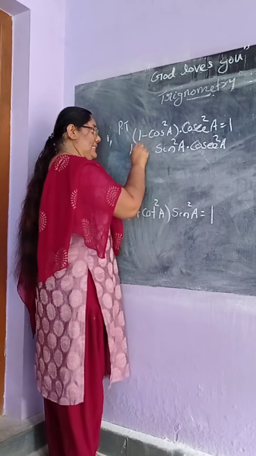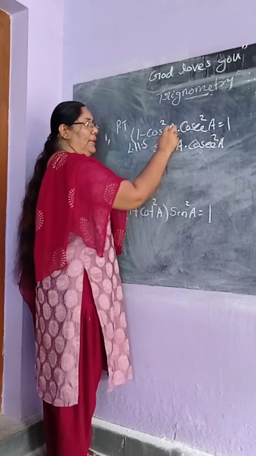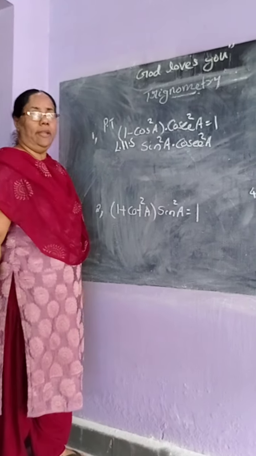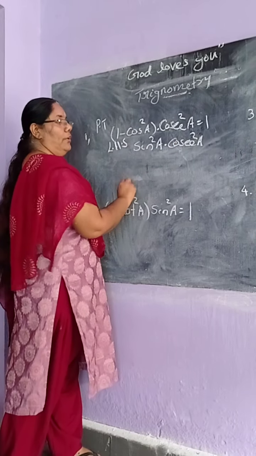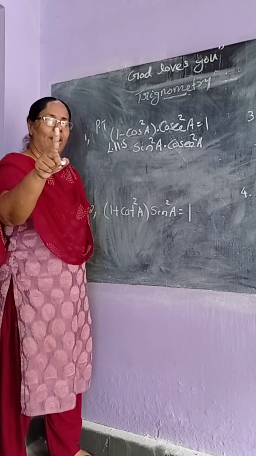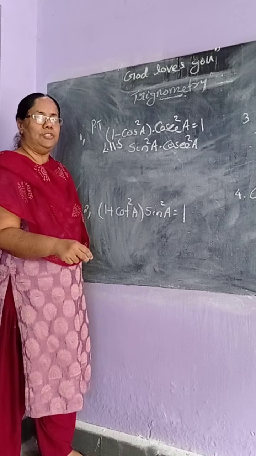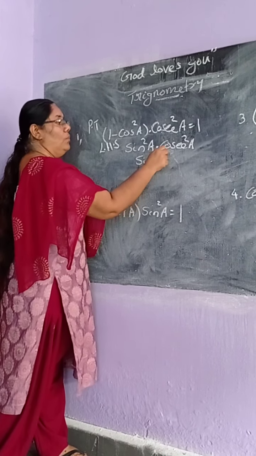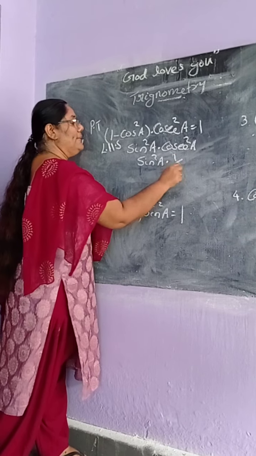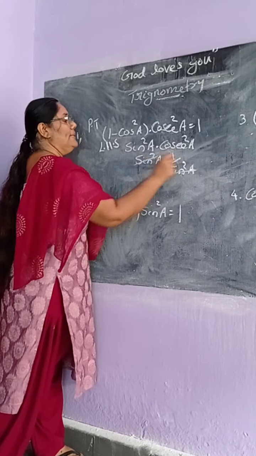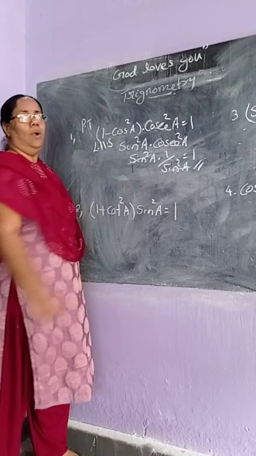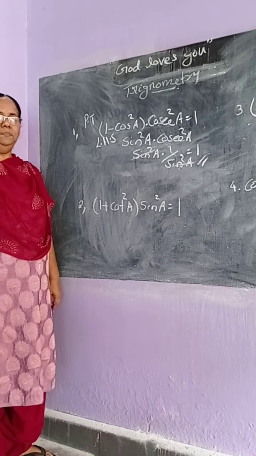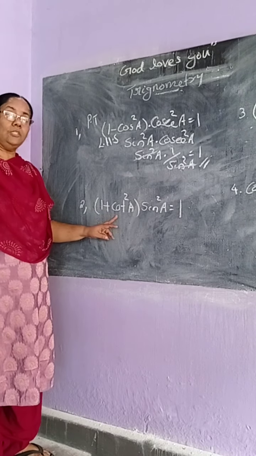Only take the LHS. LHS means this, repeat the question, then write 1 minus cos square A equal to sin square A. Sin square A into cosec square A. Actually, sin into cosec is 1, isn't it? They are reciprocal relations. But we can write one more step. Sin square A into cosec square A is sin square A into 1 by sin square A. Sin square A cancels. The answer is 1. Understand?